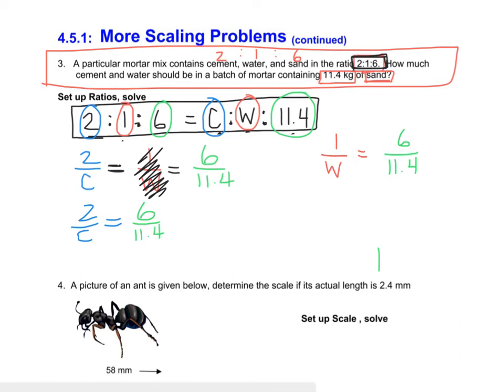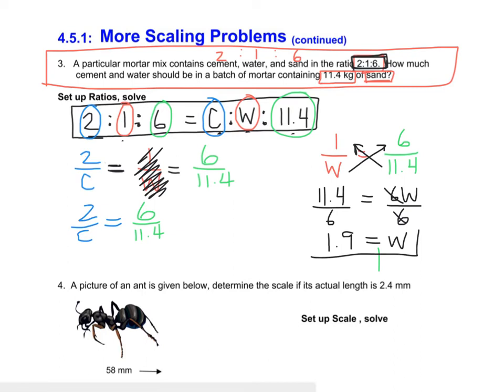So finishing this one off for you, the first thing you're going to do is cross multiply. So you're going to have on the left side 1 times 11.4, which is 11.4, and then W times 6, which is 6W. Isolating the W, so getting rid of the 6, I'm going to divide both sides by 6, and so I will get W is equal to 1.9.